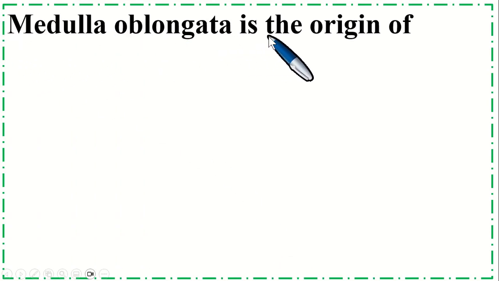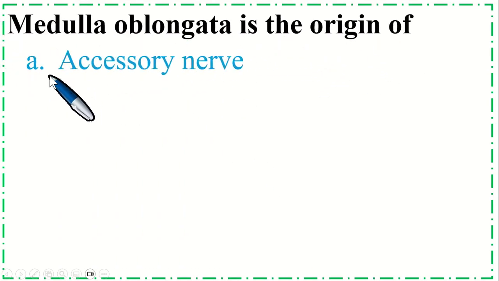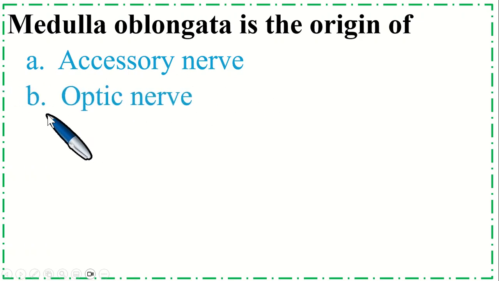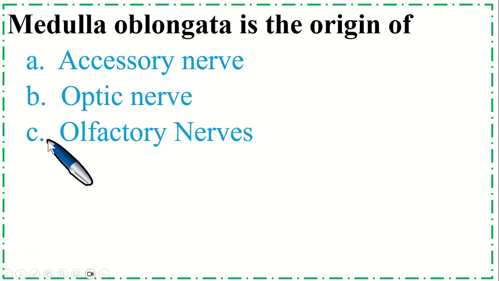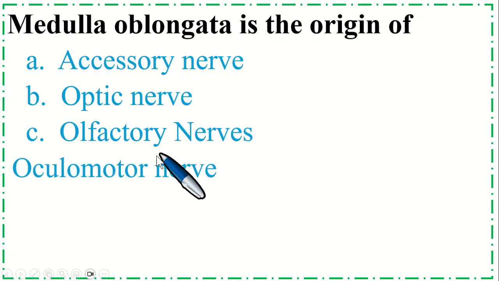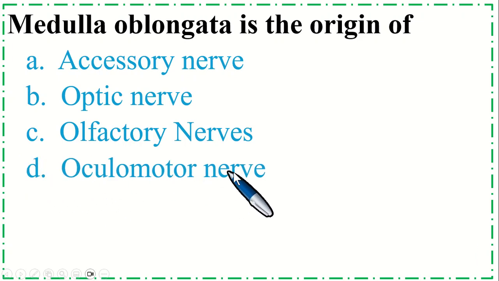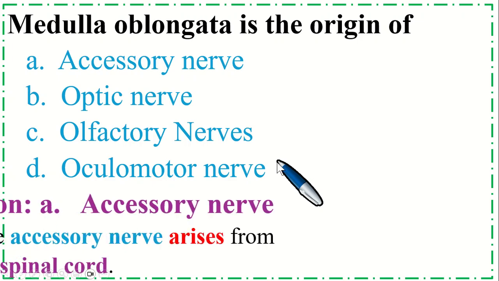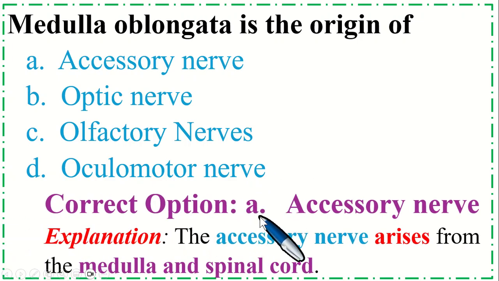Medulla oblongata is the origin of: option A, accessory nerve; B, optic nerve; C, olfactory nerve; and option D, oculomotor nerve. So the correct option is A, accessory nerve. Explanation: the accessory nerves arise from the medulla and spinal cord.